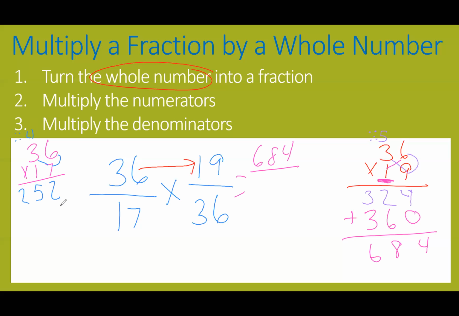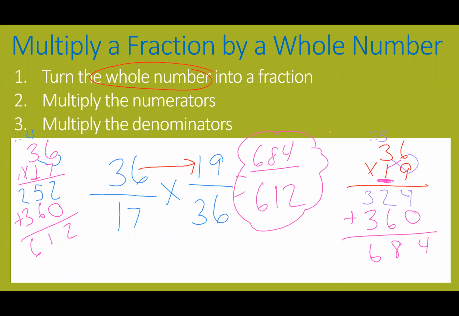Now, I'm going to put my 0 because I'm in my tens place now. 1 times 6 is 6. 1 times 3 is 3. And I've got an 11 and a 6. 612. So my answer is 684 over 612.